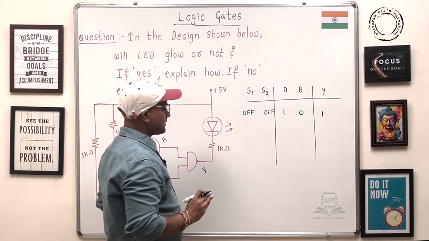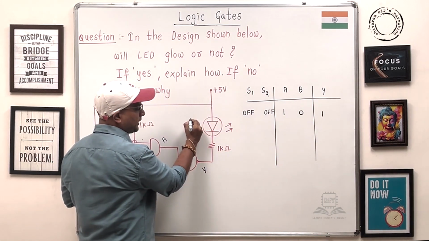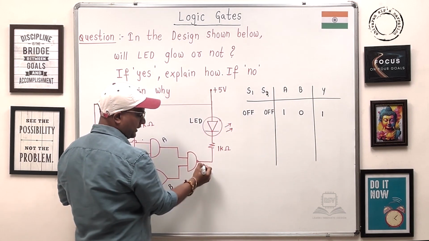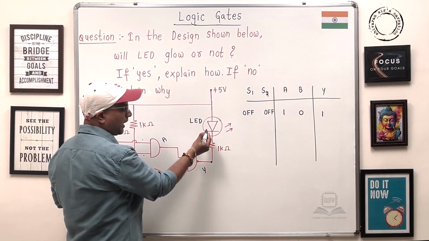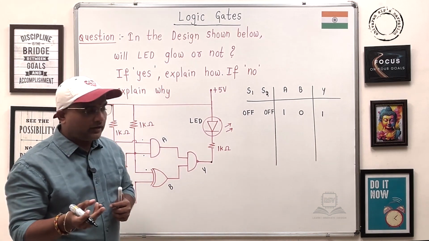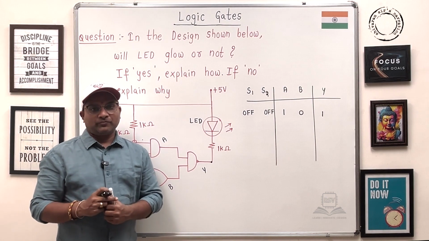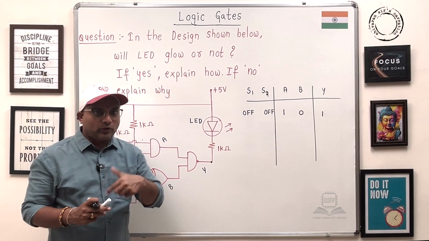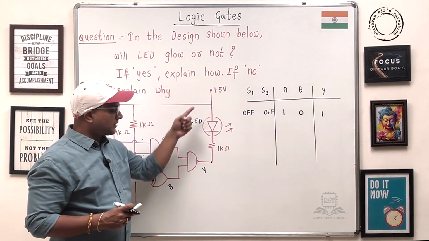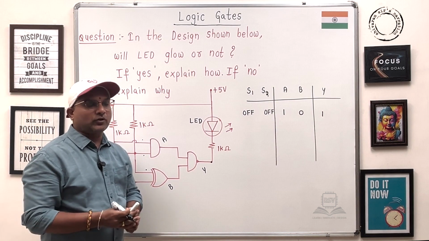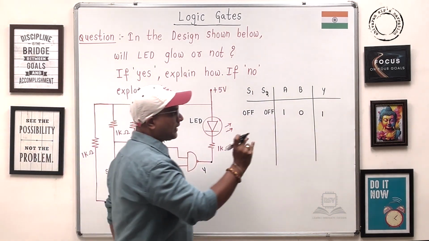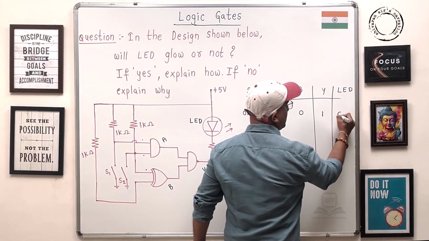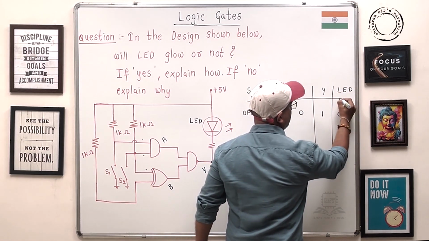If it is 1, guys, it means for this light emitting diode, the anode side is 5 volts, and even the cathode side, which is Y, is also 5 volts. Then will the LED glow? No. The anode side voltage must be more than the cathode side voltage. Then only the LED will glow, right? So the voltages are same. Then current cannot flow. The LED will not glow. So we can say the LED will be in off state only.